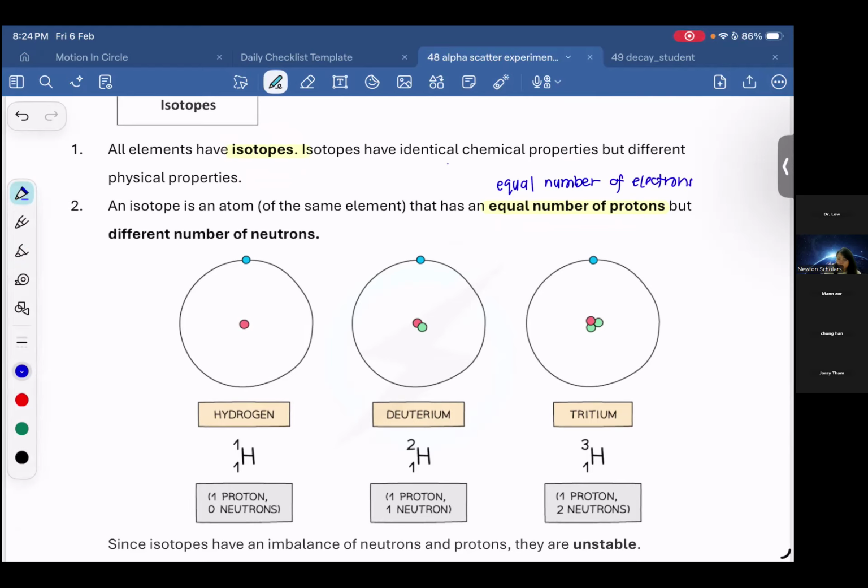Okay. So how does it affect your chemical properties? The chemical properties depend on the number of electrons. So if you are in the same group, this one is chemistry already, same group, then it will have the same chemical properties. Then how do I know that it is the same group? Okay, the number of outermost shell electrons. If the number of electrons at the outermost shell is the same, then they belong to the same group.